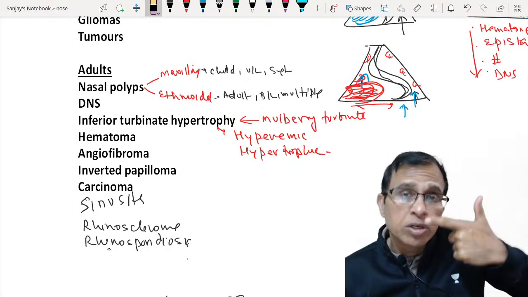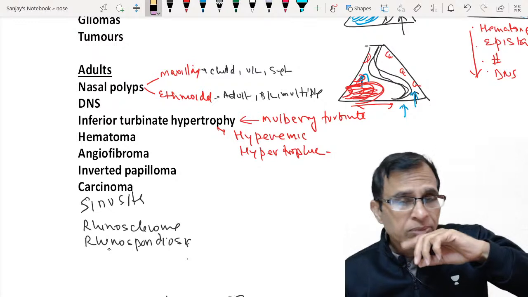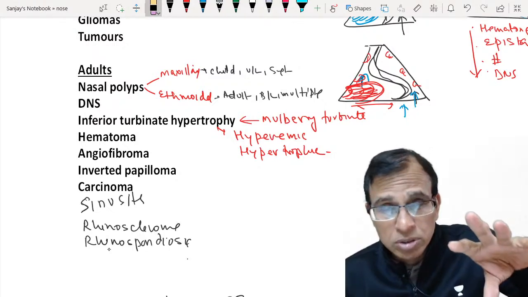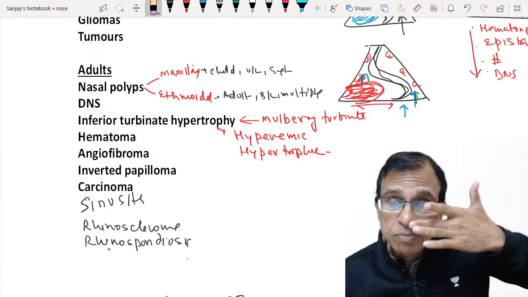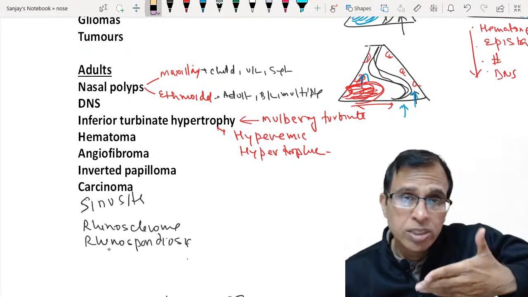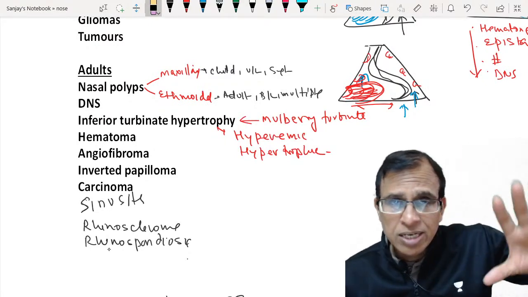And the cavity is blocked. When there is sclerosis, it doesn't give you the appearance of a mass in the nose. The whole nasal cavity is blocked, as if there is a door. There is a door in the nostril, it is blocked. So that kind of feel it gives.